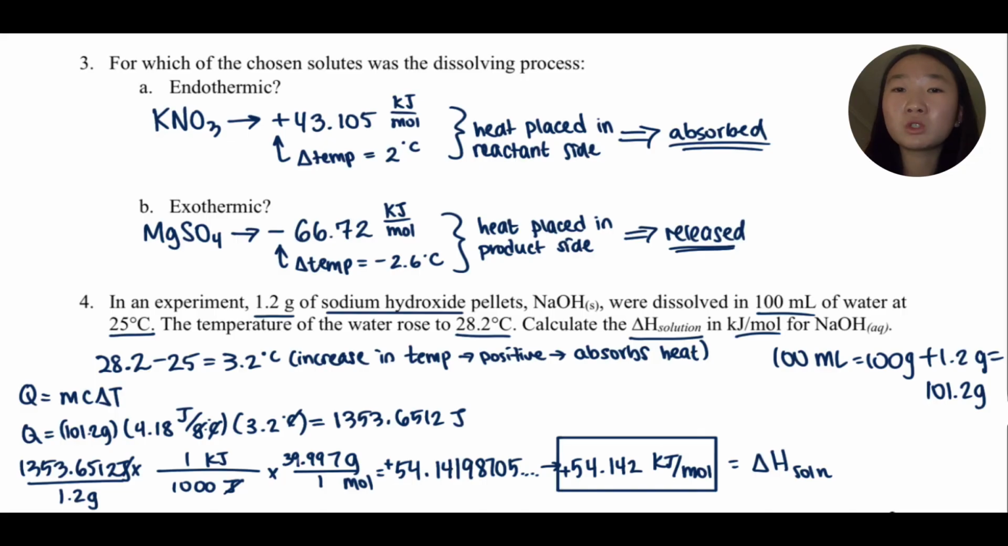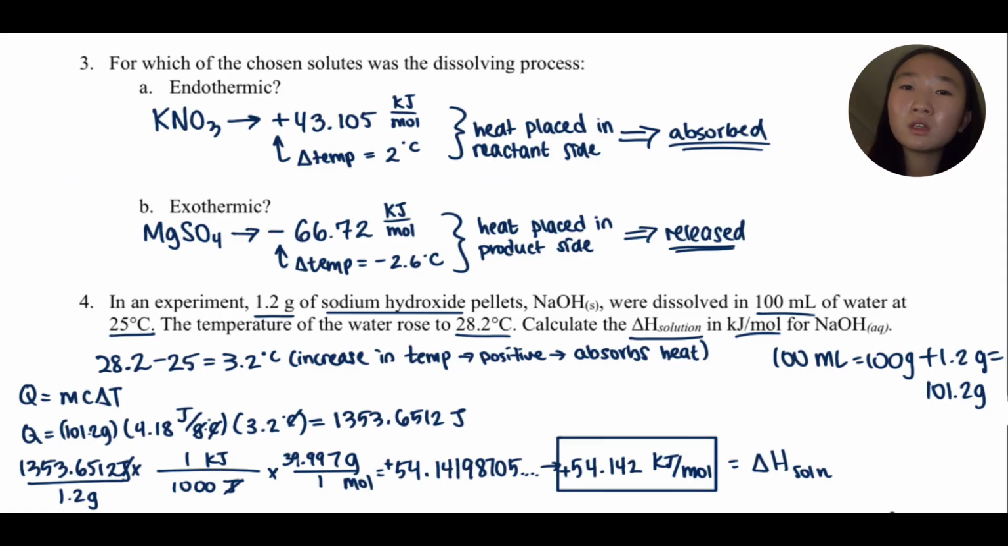As for post-lab question number 4, which was done by group member Nirvaan, we first got the total mass, which was given by us with 100 milliliters, which is equivalent to 100 grams, plus 1.2 grams of solute, giving us a total mass of 101.2 grams. Then we got the change in temperature by subtracting 25 degrees Celsius from 28.2 degrees Celsius, giving us a change of 3.2 degrees Celsius. This is positive because there was an increase in temperature, which means that heat was absorbed.